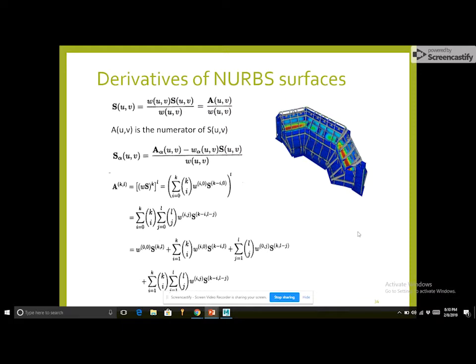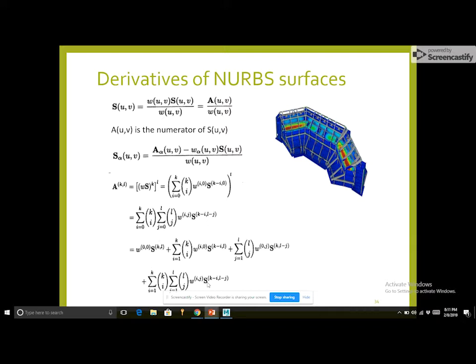Now let us take a look at the derivatives of NURBS surfaces. Here in this equation we are multiplying and dividing S of u comma v with W of u comma v, which resulted in this. So A of u comma v is the numerator here. Now we are applying the Leibniz rule. We are differentiating the equation with respect to k and then with respect to l, which gives us the below equation. In this part, both i and j are 0. Here j is 0, here i is 0, and here we have both i and j.